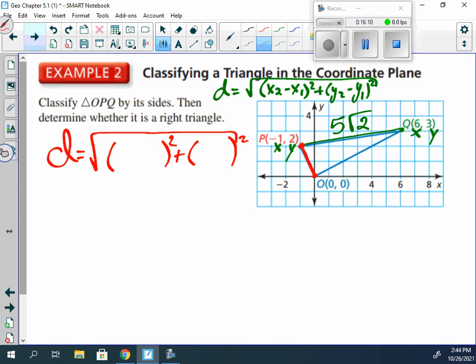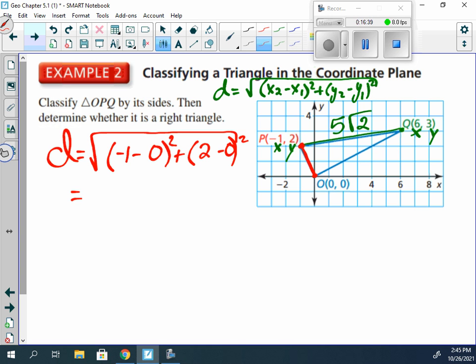Well, our x values for P and O are -1 and 0. So we can say -1 minus 0 or 0 minus -1. Our y values. Now at this point here, again, we could just type this straight into the yellow calculator, hit enter, and it would give us the answer.